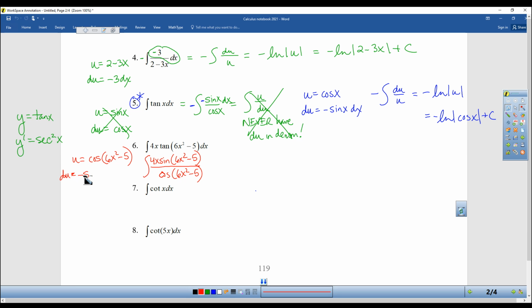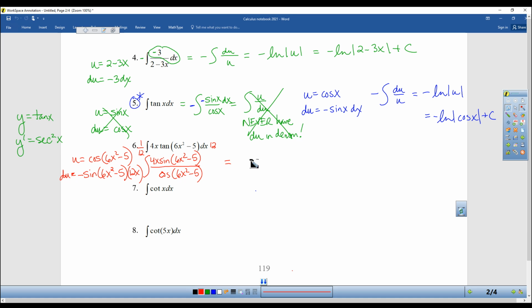Du is negative sine of 6x squared minus 5 times the derivative of the angle, which is going to be 12x to the first. All right, I don't have a 12x, I have a 4x. So if you're very clever, you might see that you can multiply by 3 and 1/3, and that will give you a 12x. If you get that, that's great. But just in case you don't, I'm going to keep this with the same method that we've always used, which is give it a 12 and give it a 1/12. And it'll work out exactly the same.